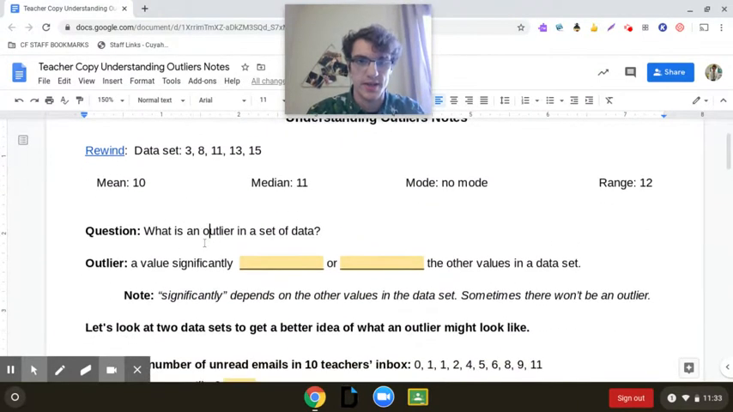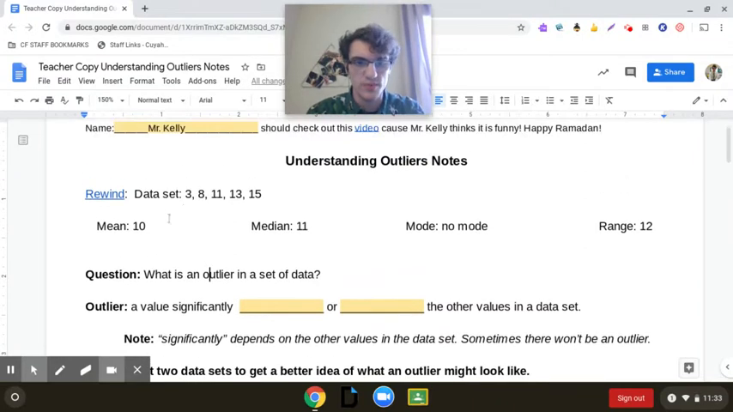I'll stop saying that. So to review, mean is our average. If we have a data set like 3, 8, 11, 13, 15, you're going to add up your 5 numbers and then divide by 5. You're adding up your data and then dividing by the amount of values that you were adding up.